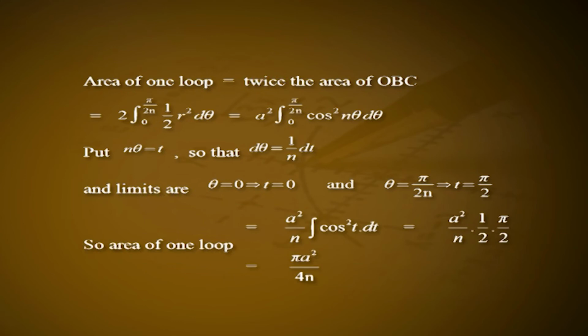So, area of one loop is equal to a square by n into integral from 0 to pi by 2 cos square t dt, which is equal to a square by n into 1 by 2 into pi by 2, which is equal to pi a square divided by 4n.